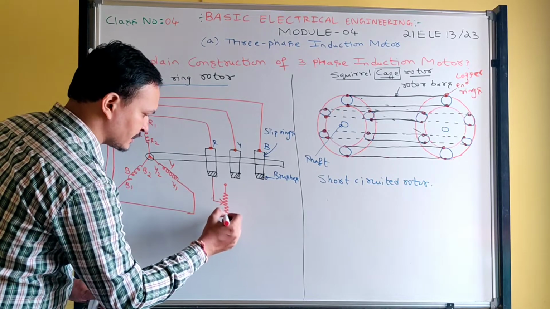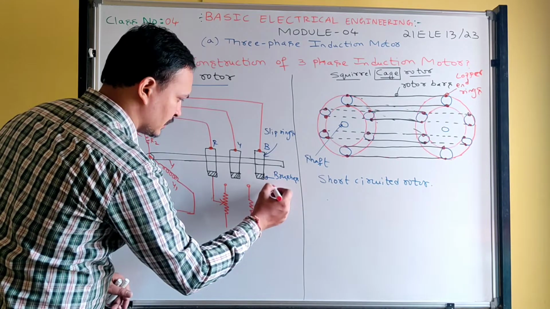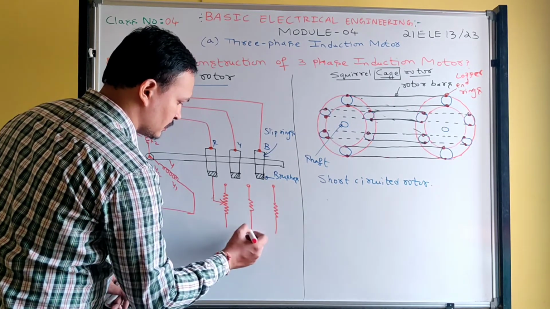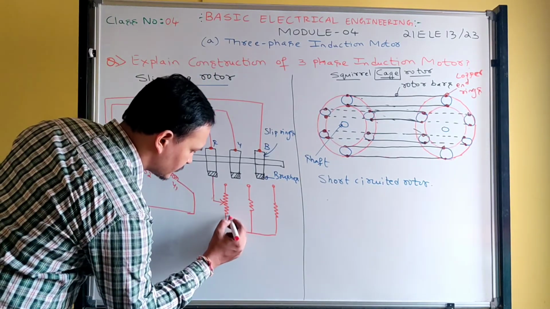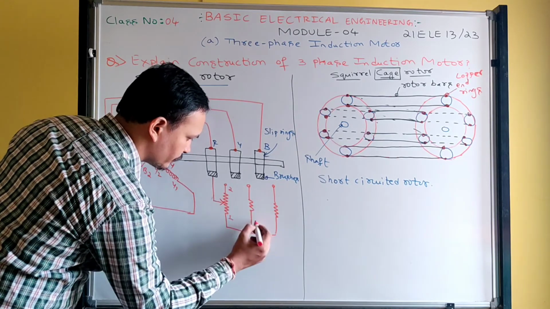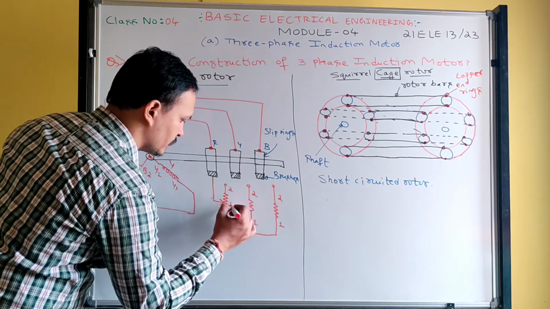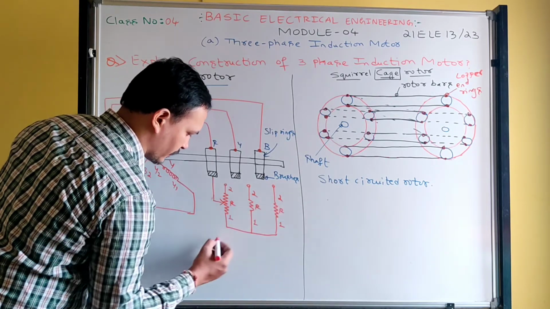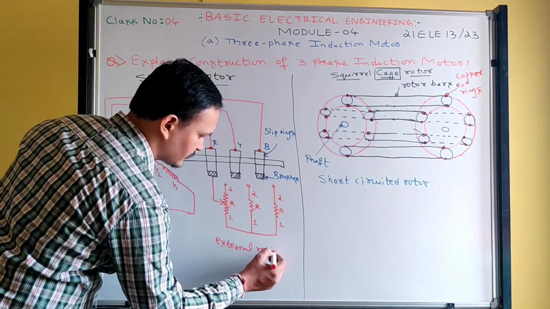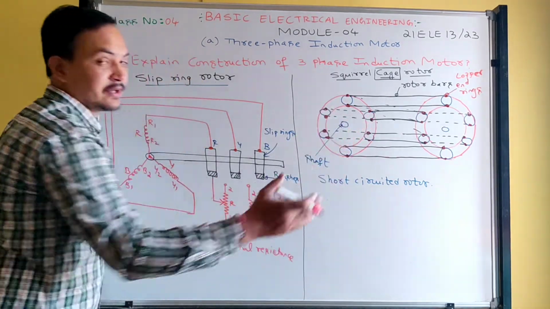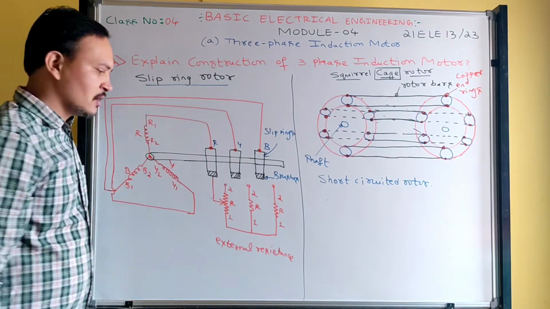So we can add an external resistor. I will tell you the reason. What is the application of this external resistance, so that we can connect it here. Let me take this as position 1 and position 2. So external resistance R can be inserted. In this rotor we cannot add external resistance to the rotor, but in this rotor we can add external resistance to the rotor.